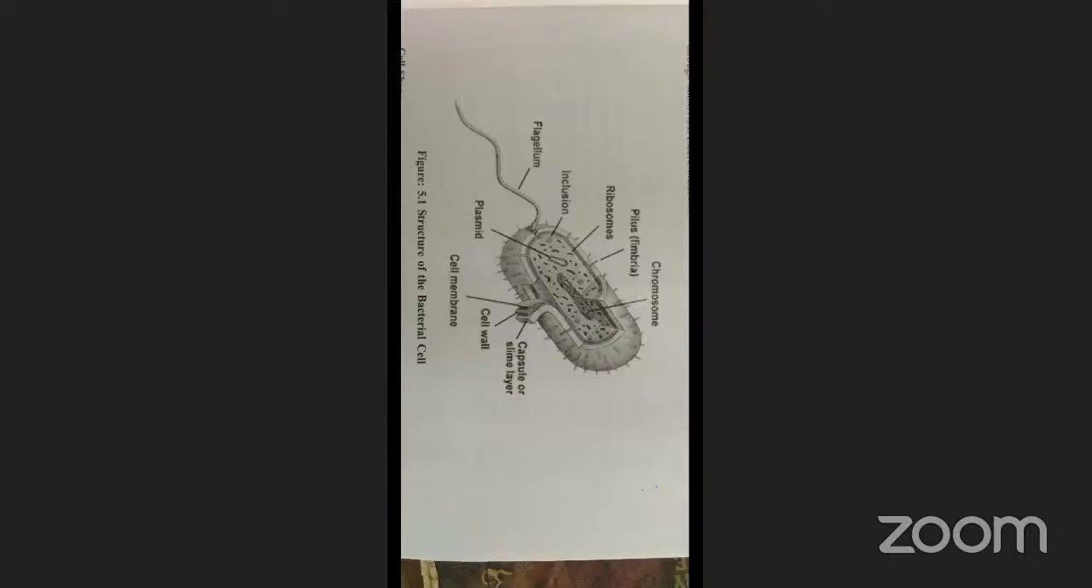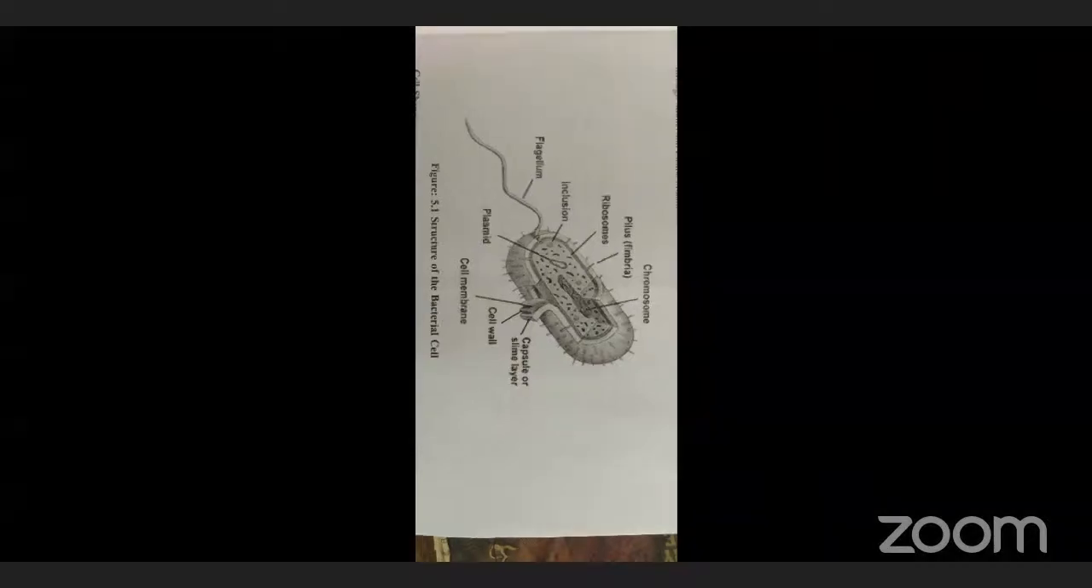The bacterial cell wall differs from all other organisms by the presence of peptidoglycan, which is located immediately outside of the cytoplasmic membrane. So peptidoglycan is a specific composition you can identify in the bacterial cell wall only.